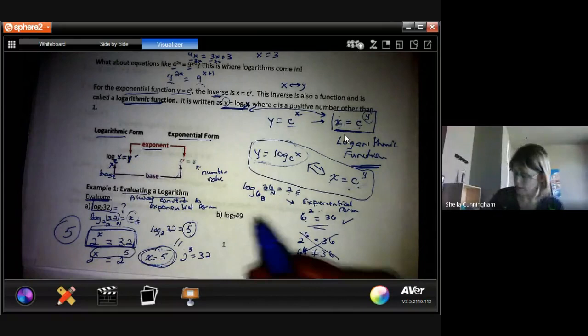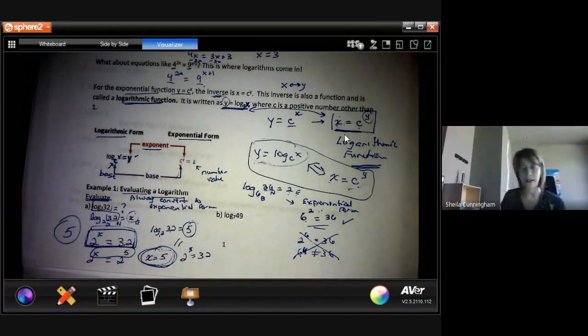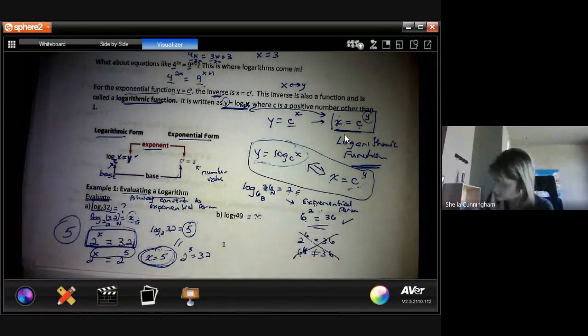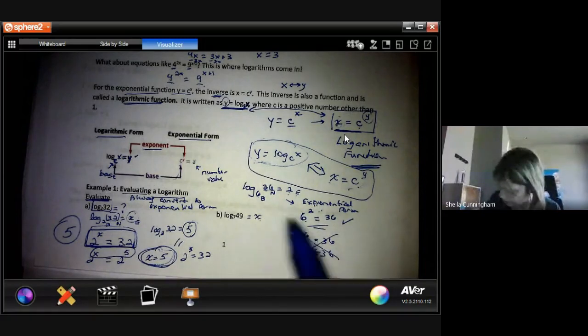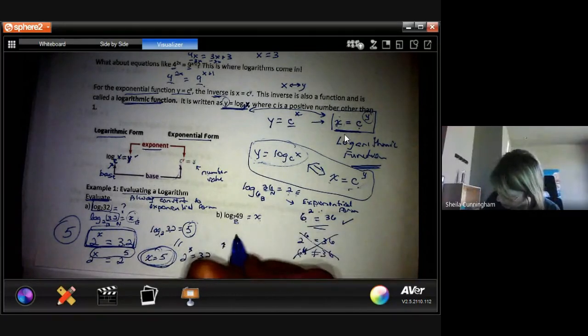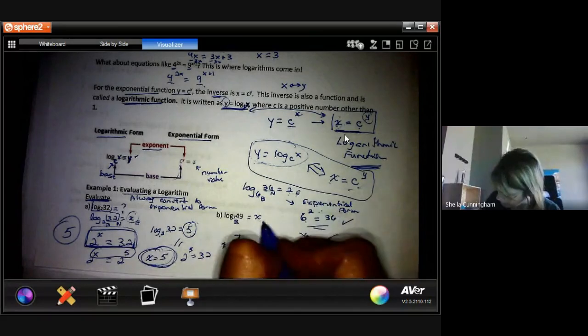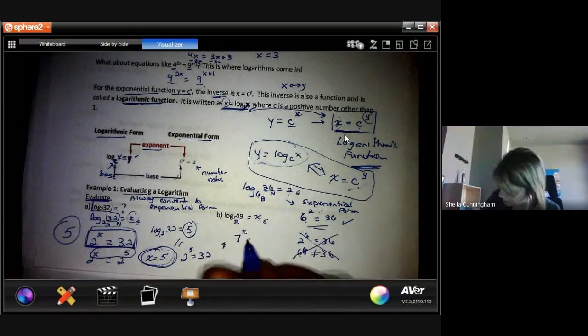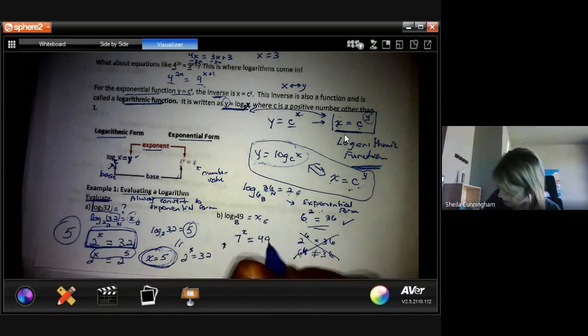Okay, so let's try the next one. You've got log base 7 of 49. Same thing: you've got to convert it to an exponential again. I'm going to set it equal to x, because that's what I'm ultimately trying to figure out. So again, identify what your base is. In this case, your base is 7. My x on this other side represents my exponent. And my number value that goes on the other side of the equal sign should be 49.